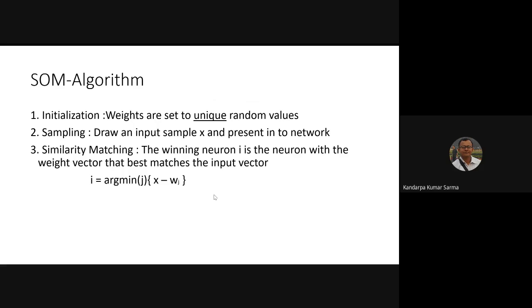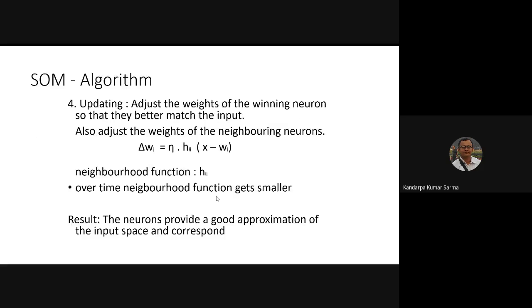The whole thing can be summarized like this: you have the weights randomized. Then you do sampling and draw a sample and present it to the network. You find a similarity match. That particular similarity match will decide the neuron that will win, and if it wins, it will take the vector, and that particular weight will take the sample from the vector. This process will go on. The weights will be varied by considering a gradient descent, and over time the neighborhood function will get smaller, and then you will have the neurons providing a good approximation of the input space and the corresponding response generated.